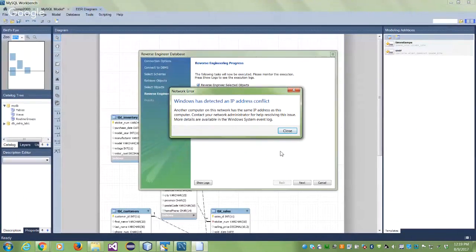Uh-oh. Another computer on this network has the same IP address as this computer. Okay.